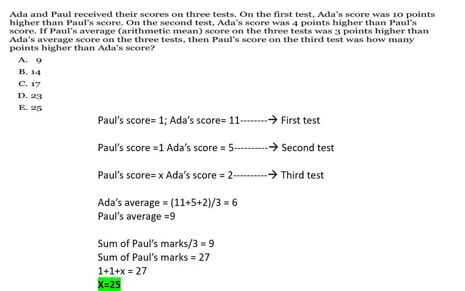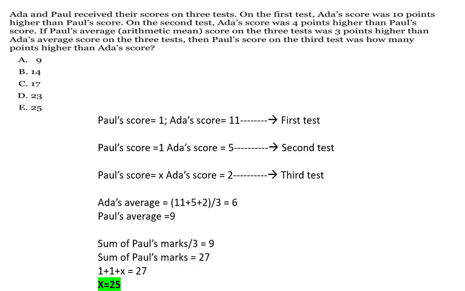which is 6. So, now we know that Ada's average is 6, and we have been told that Paul's average is 3 points higher than Ada's average. So Paul's average should be 9 points. So if Paul's average is 9, it means the sum of all his tests divided by 3 is equal to 9. So the sum of all his tests should be equal to 27.